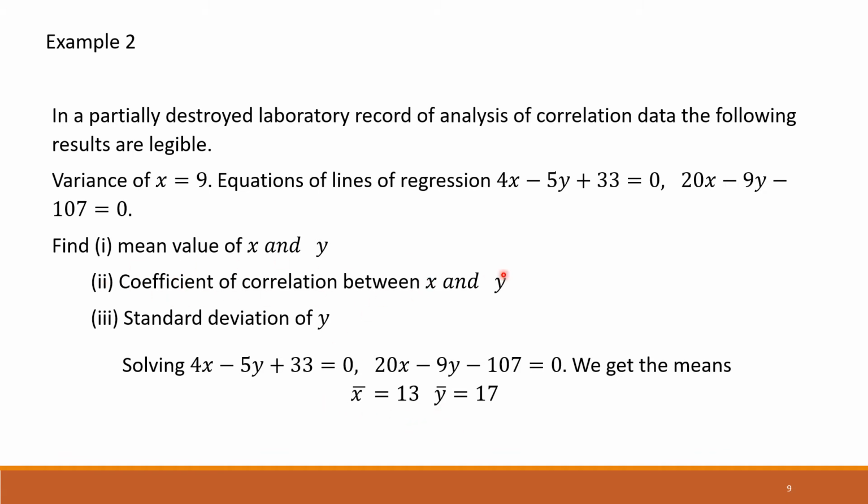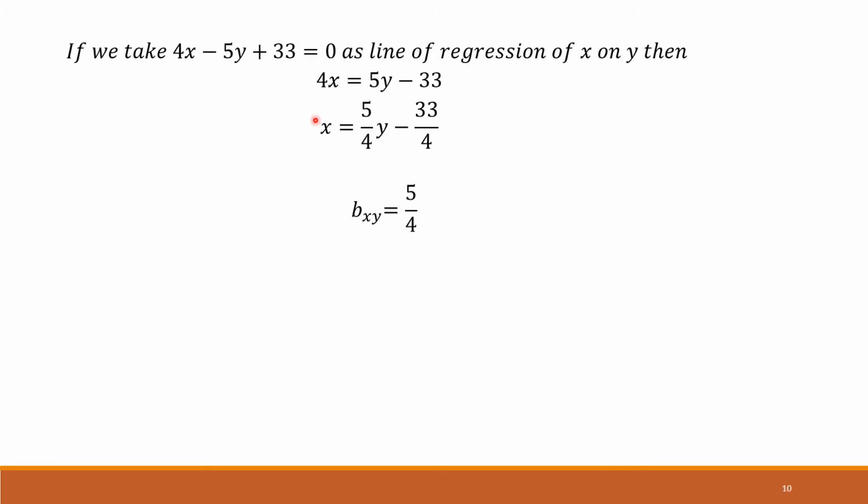Second one is the coefficient of correlation. To calculate the coefficient of correlation, we require bxy and byx. For that, we should know which one is the line of regression of x on y and which one is the line of regression of y on x. So let us assume that the first equation is a line of regression of x on y.